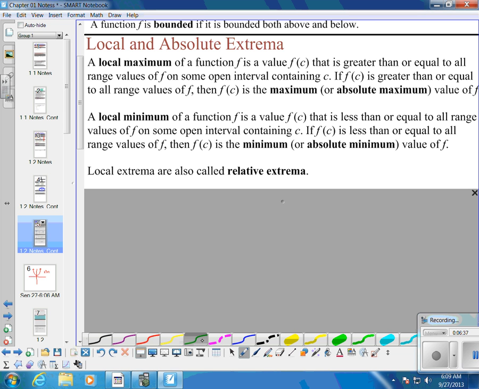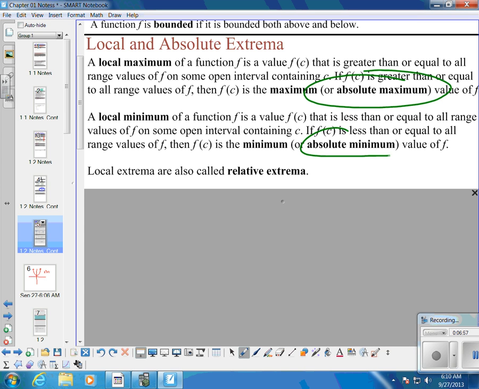That's when your graph goes from decreasing to increasing. It's a local minimum if it goes from decreasing to increasing, but at that point where it switches, it's not the lowest point on the graph. Just be aware, if it is the lowest or highest point, those are called the absolute maximum and minimum. If they're not the highest and lowest points, they're all called the relative extrema or the local extrema. So we'll do an example here.